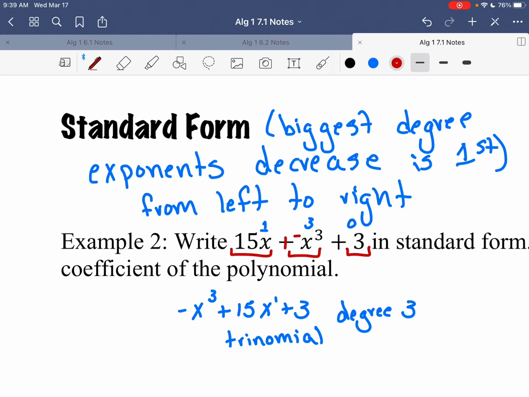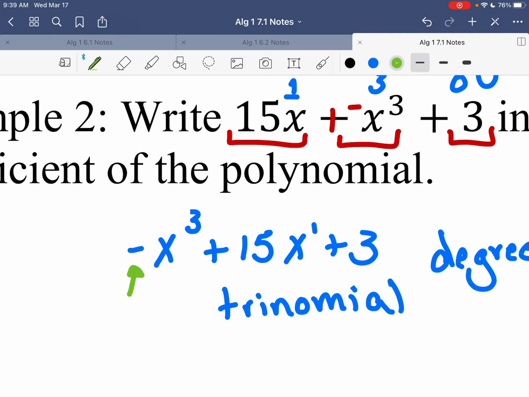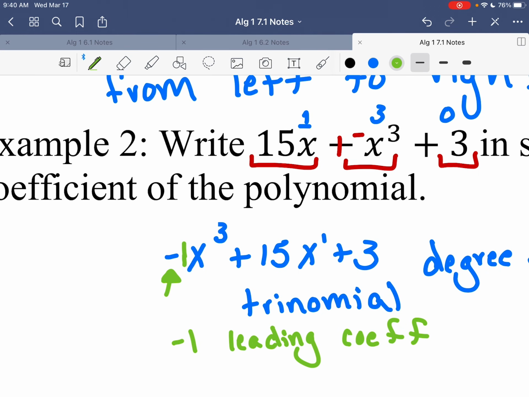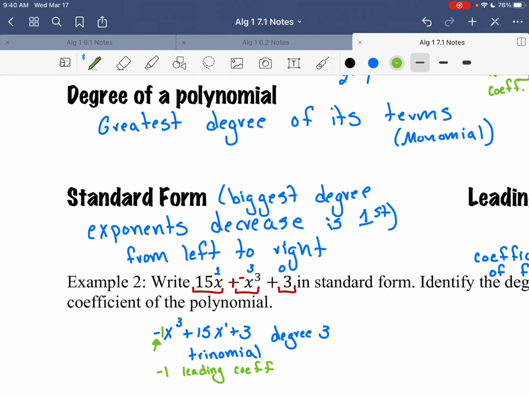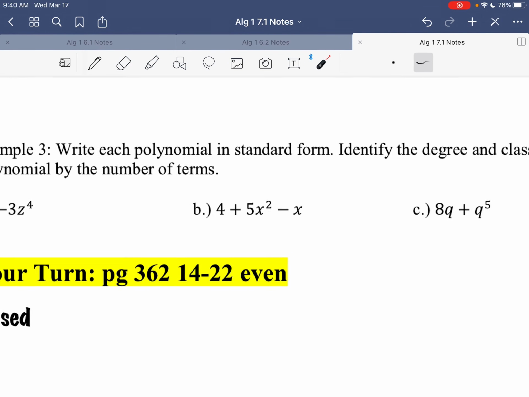Identify the degree and leading coefficient. The leading coefficient here would be the number in front of that very first term. Well, we don't have anything written there, and when there's nothing there, it's a 1. So negative 1 is my leading coefficient. All right, so we wrote it in standard form. The degree is 3, and the leading coefficient is negative 1. And we even took it one step further and said it's a trinomial.